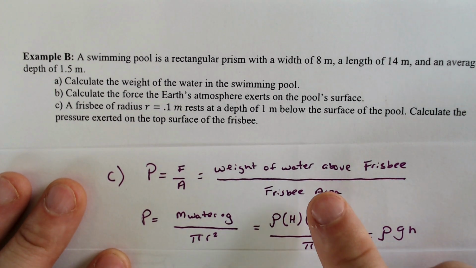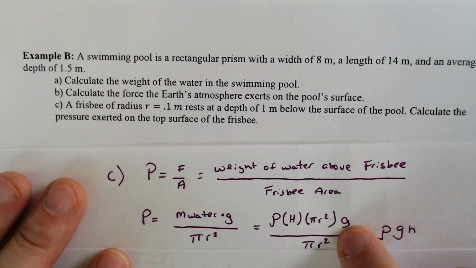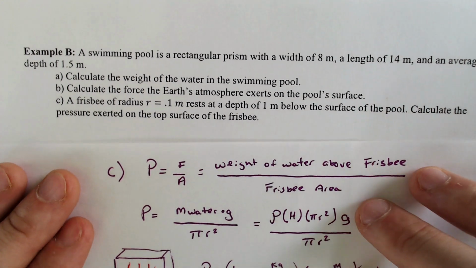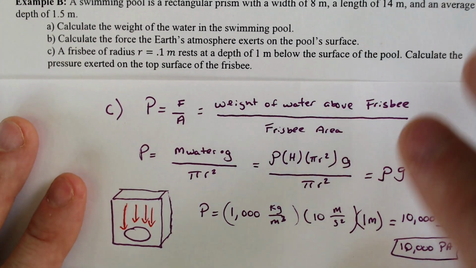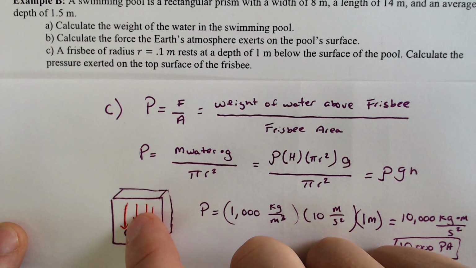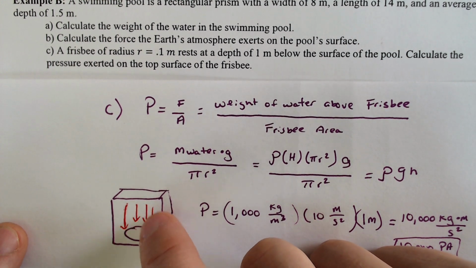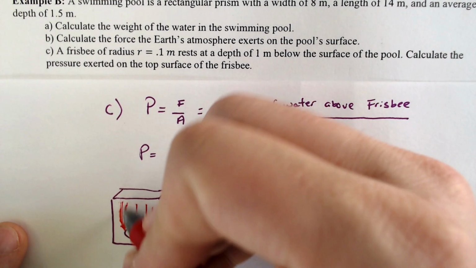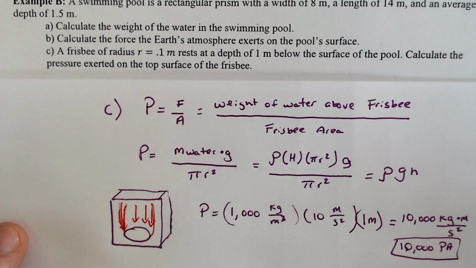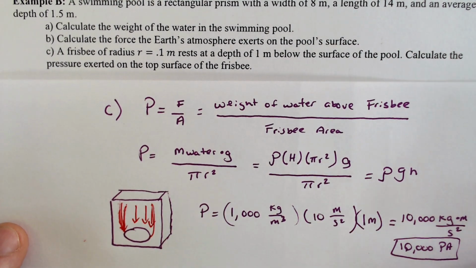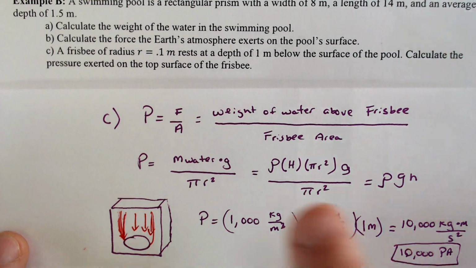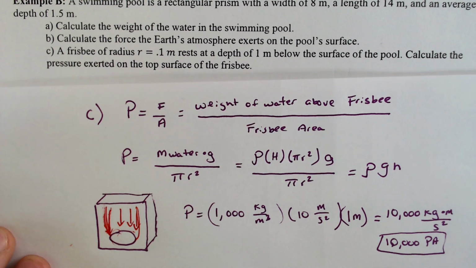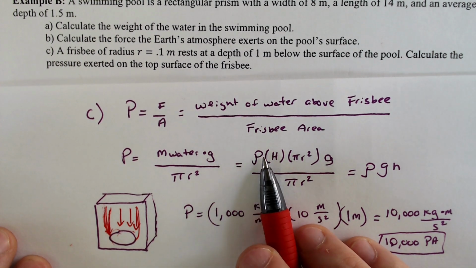Now you may be asking, why do we have only pi r squared here instead of the entire area of the pool? Well, the only area that will be affected on this frisbee is the area of the water that is directly above the frisbee. Notice how I've got downward arrows, all this water that is directly above the frisbee, but only directly above the frisbee. It's not going to be anything outside of that frisbee area that we're concerned about. We're only concerned about the water pressure on the top of the frisbee, which would be the circle of water above it. Okay, so we've got rho times height times pi r squared.